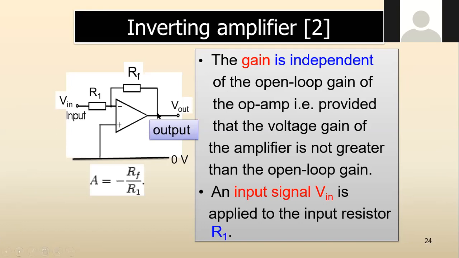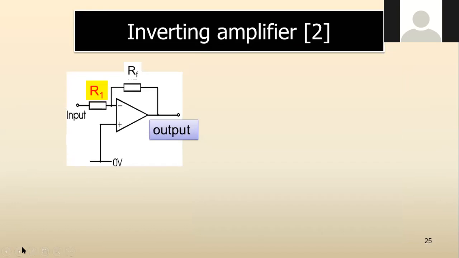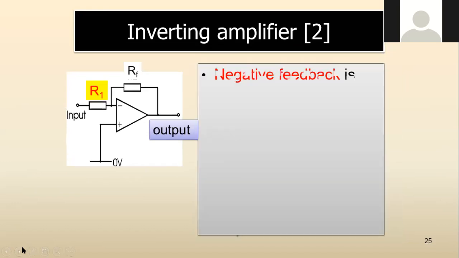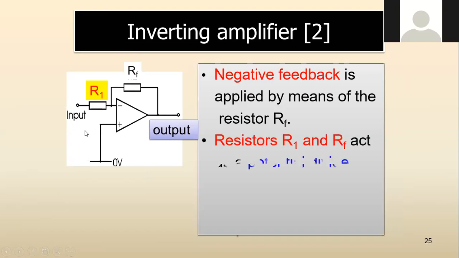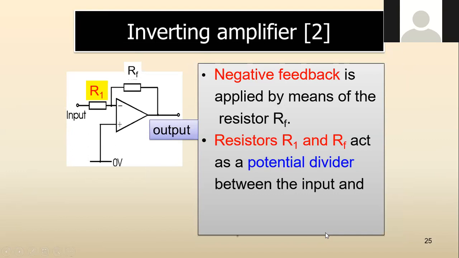And then there's the output voltage relative to the ground. Right? So there's a negative here, applied by that resistor RF. So R1 and R2, RF and R1, right? These two resistors form a potential divider between the input and the output.